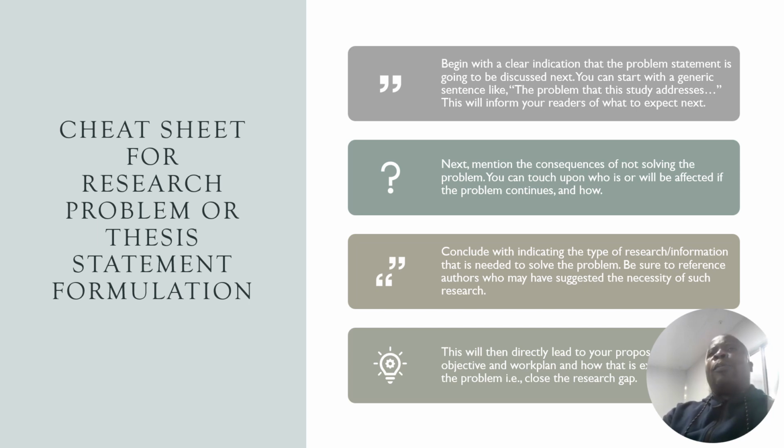Then I know most people talk of a cheat sheet in AI and data science, but we also have a cheat sheet in research, in formulating a research problem. So first, what are we saying? Begin with a clear indication that the problem is going to be discussed next. Then you can start with a generic sentence like, the problem that this study addresses is unemployment in the country, for example.